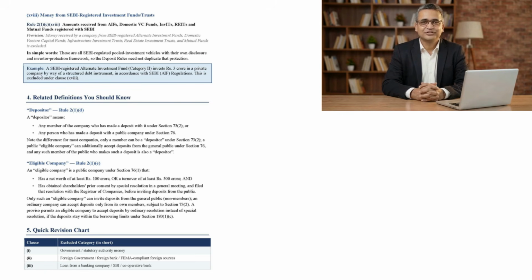Now, before we close this topic, let us understand two important definitions that are frequently tested in examinations. First, who is a depositor? A depositor means a person who has made a deposit with the company. Under Section 73, this generally refers to a member of the company. However, under Section 76, where an eligible company accepts deposits from the public, even a member of the public who makes such a deposit becomes a depositor.